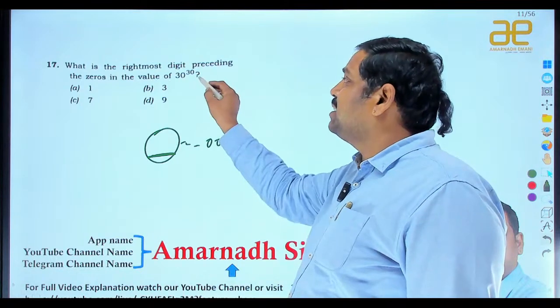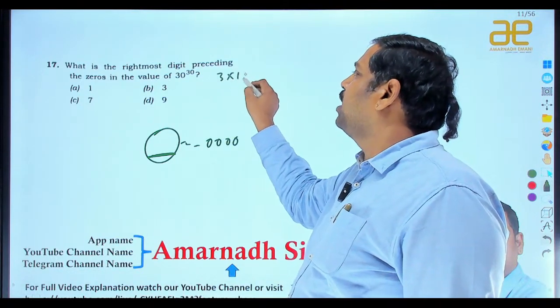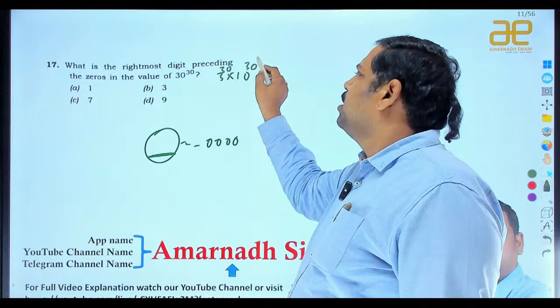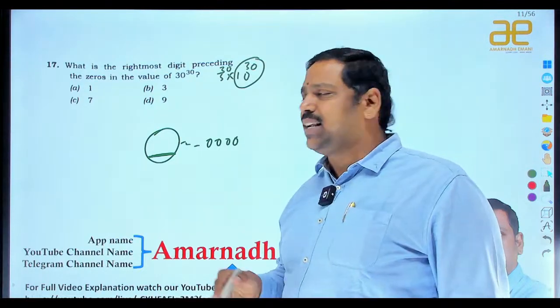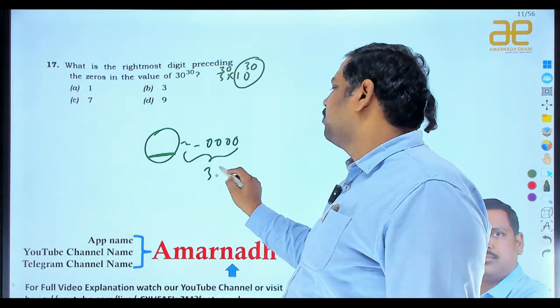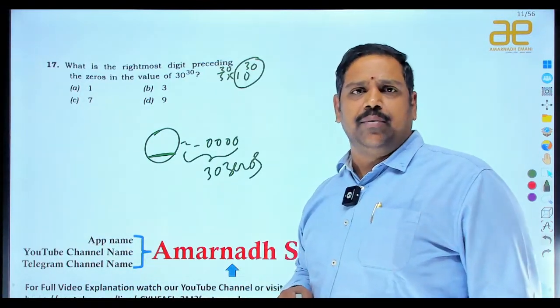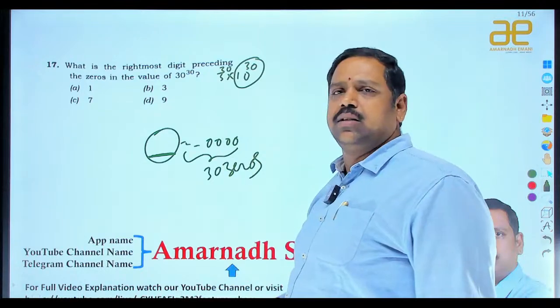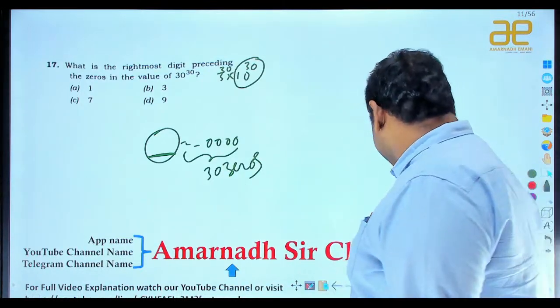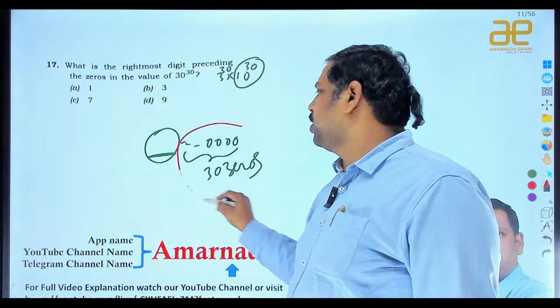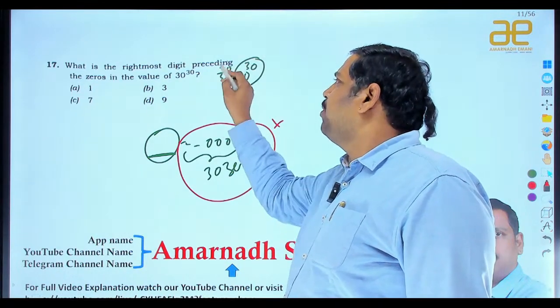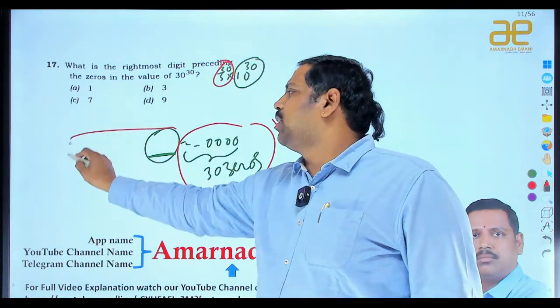What I can say is 30 means I can write as 3 into 10, power 30. Means you will get 10 power 30, at the extreme you will get 30 zeros. How many zeros? 30 zeros. He is not asking how many zeros you will get at the end. So this 30 is not my answer. Okay, leave it. Now 3 power 30 is there. That number only comes here, right?